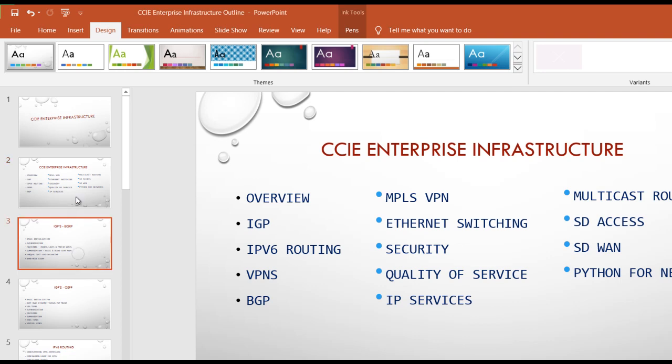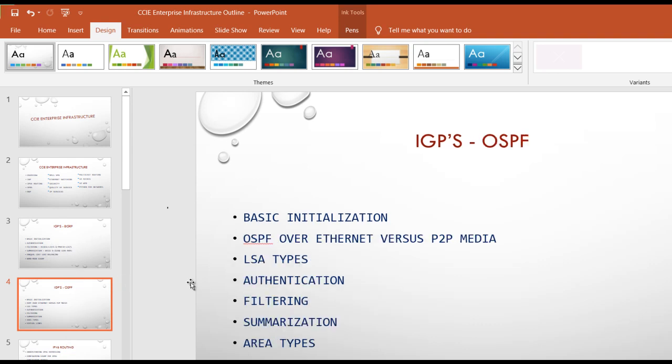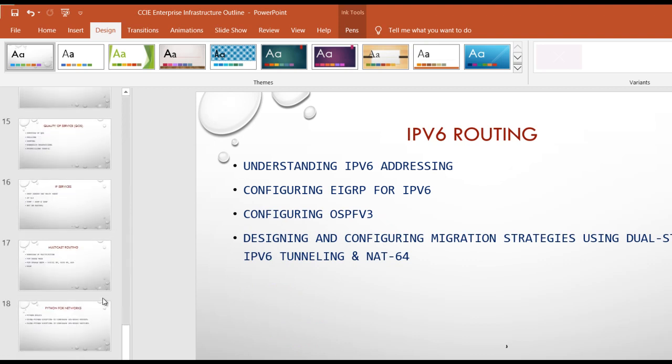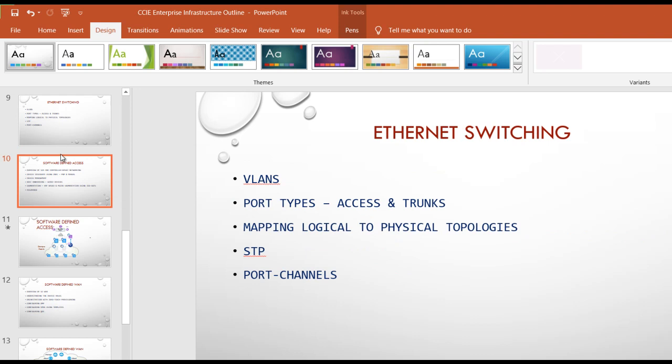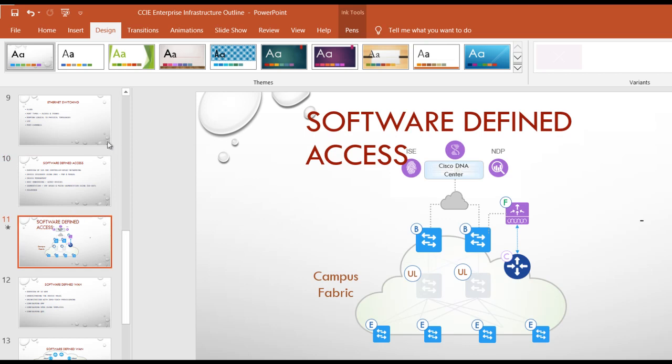We'll talk about IGPs, which you have seen already. We'll talk about EIGRP and all that is needed to talk about there. We'll talk about OSPF. We'll talk about IP routing, IPv6 routing, and how it's going to benefit us. Talk about Ethernet switching. We talk about software defined access. How does it work? Then look at the diagram for software defined access.